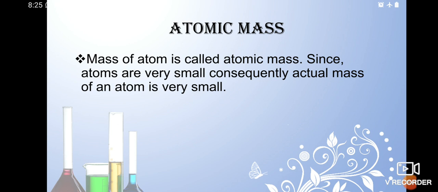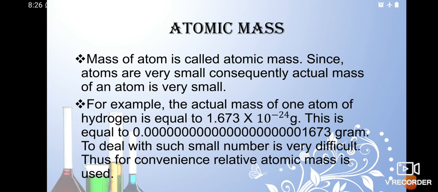Since atoms are very small, the actual mass of an atom is also very small. The atom itself is a tiny particle, so its mass is very small. For example, the actual mass of one atom of hydrogen is 1.673 × 10^-24 grams. This is equal to 0.0000000000000000000000001673 gram. To deal with such a small number is very difficult for us, so it becomes very difficult to find the atomic mass of hydrogen.